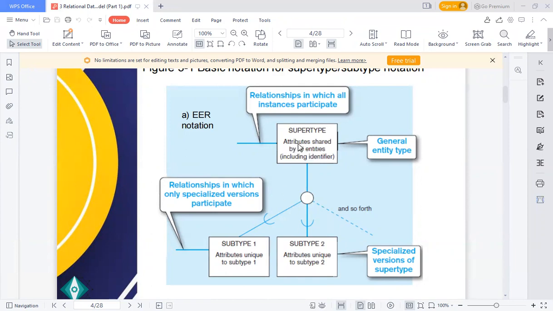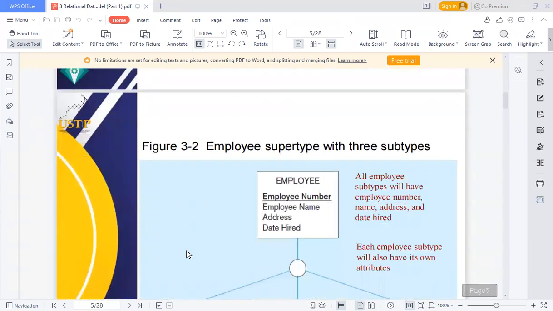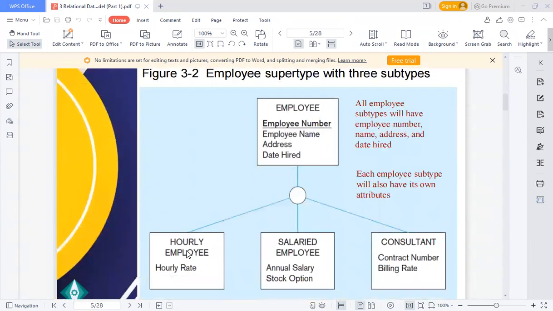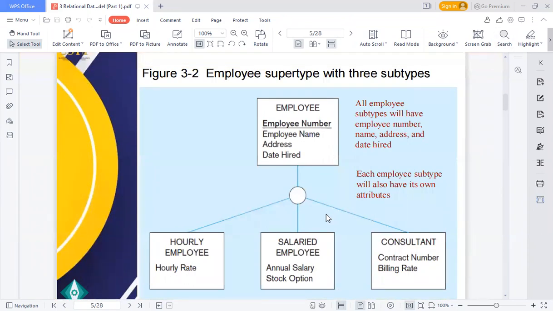And in this case, a supertype can also have a relationship with another entity, and a subtype can also have a relationship with another entity. So let's have here an example of a supertype subtype with three subtypes. So we have here the supertype employee, and we have three classifications of employees. You have hourly employee, salaried employee, and consultant.